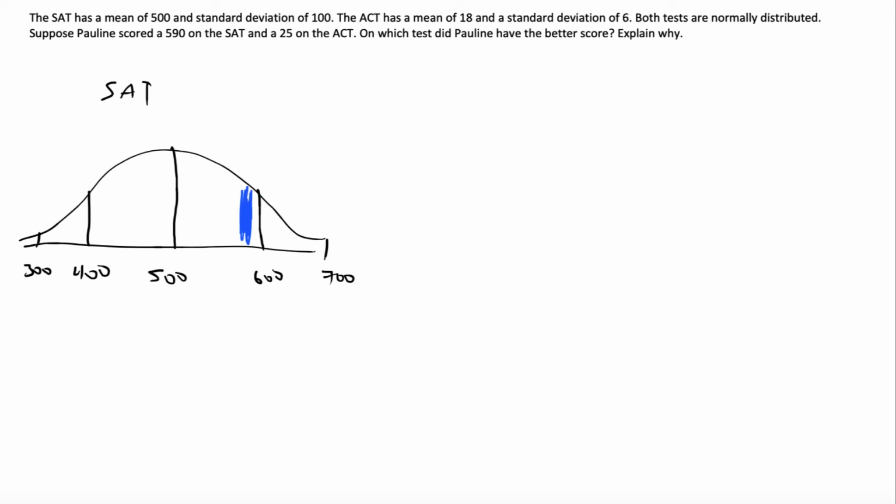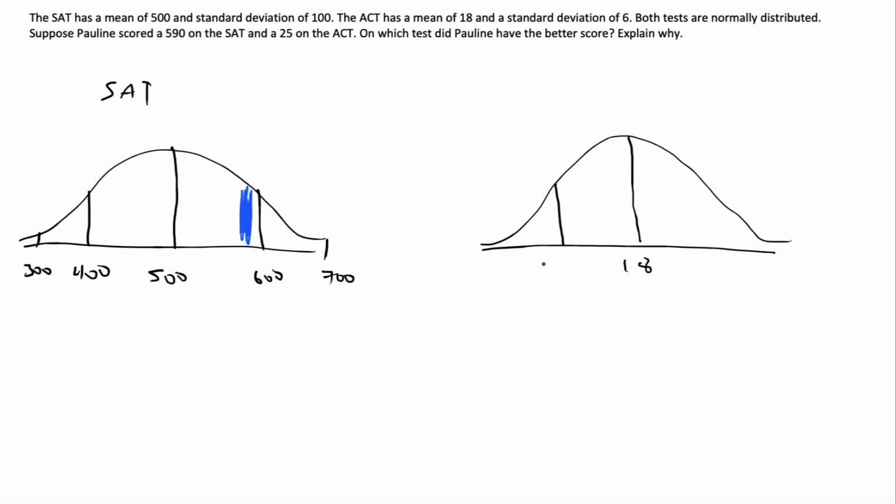Okay, but let's compare that to the ACT and the score that she received on the ACT. The mean we know is 18 and the standard deviation here is 6. So we can go 12 below and 24 up here. And what did she score on the ACT? On the ACT, she scored a 25, which is on this side.